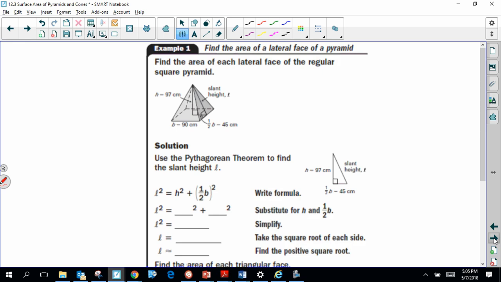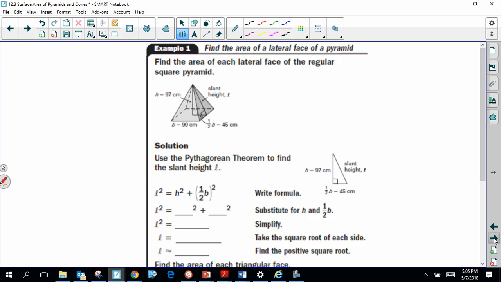But here in example one, all we're going to be doing is looking to see how do you find the area of each lateral face. Not together, but what is the area of one of those triangular faces of this particular pyramid.